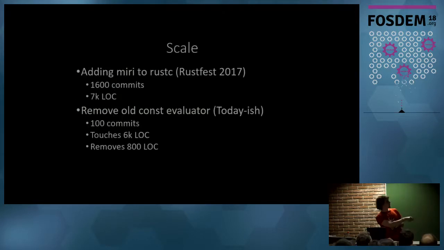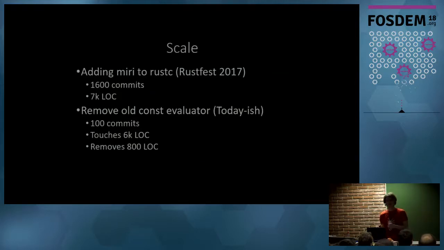It was a big pull request at RustFest, which had like 1,600 commits. It has 7K lines of code added to the Rust compiler, which is a lot. But you have to remember, this is essentially a virtual machine running your Rust code at compile time and producing a value that you can then compile down into your final binary.